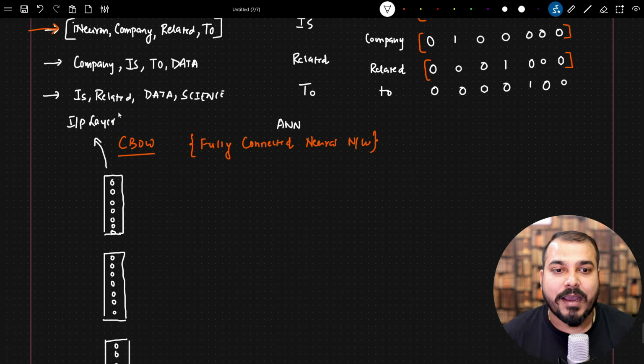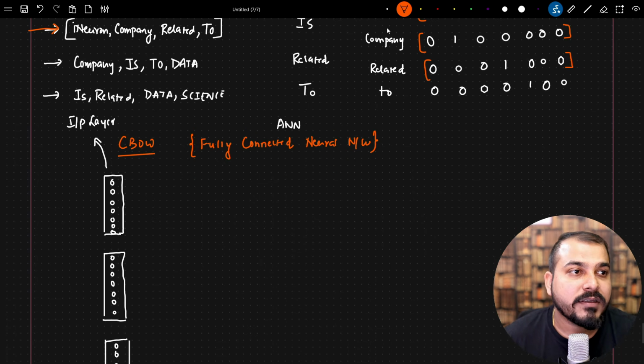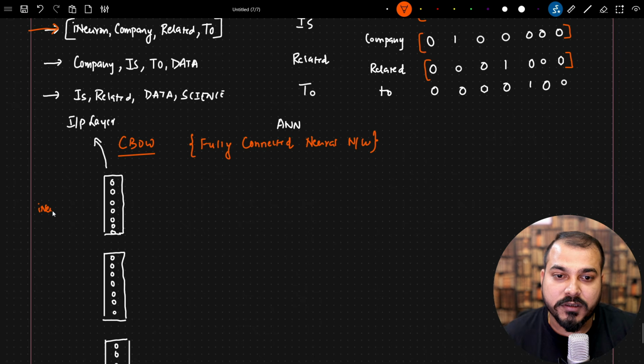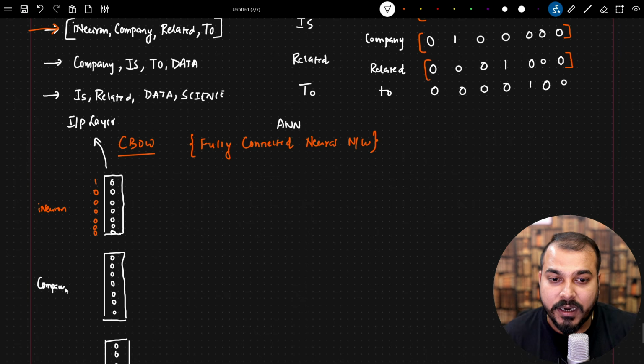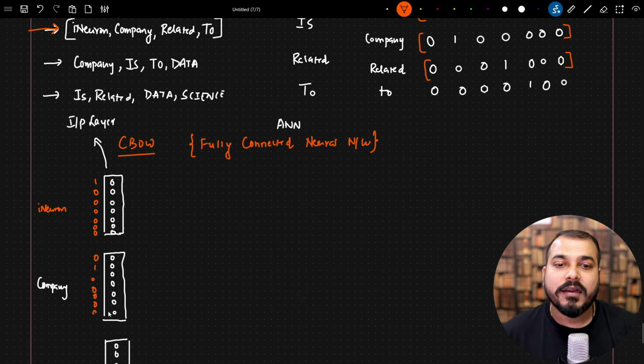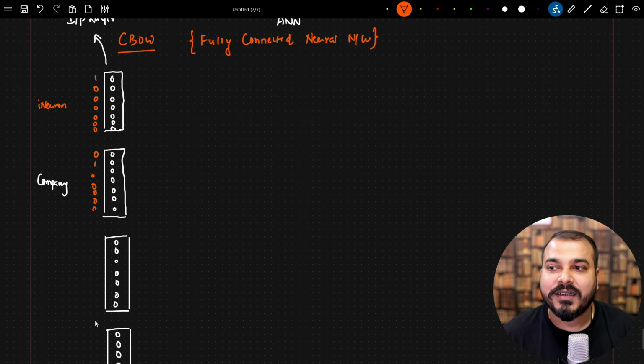Understand, in the first case, I'm going to pass iNeuron over here. This will be my input. iNeuron will be represented by 1, 0, 0, 0, 0, 0, 0, right? And similarly, if I go to the second word, that is company, it will be represented by a different vector like 0, 1, 0, 0, 0, 0, 0, right? It is 7 dimensions: 1, 2, 3, 4, 5, 6, 7. Similarly, other words will be represented like this, okay?